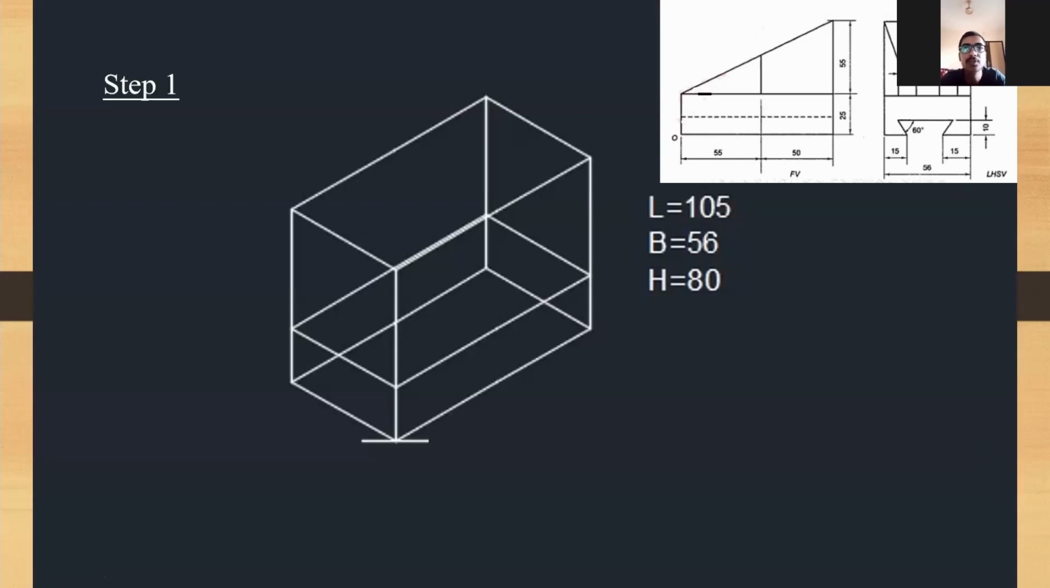So let's do the LBH analysis. Here is the length. The length is 105 millimeter. The breadth is 56 millimeter and the height is 80 millimeter.